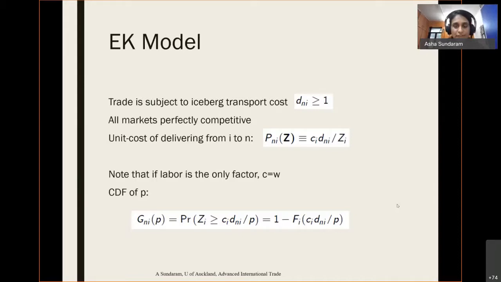Any questions on any of the notation? Is the notation clear to everyone? I think so. I don't think there are any questions.